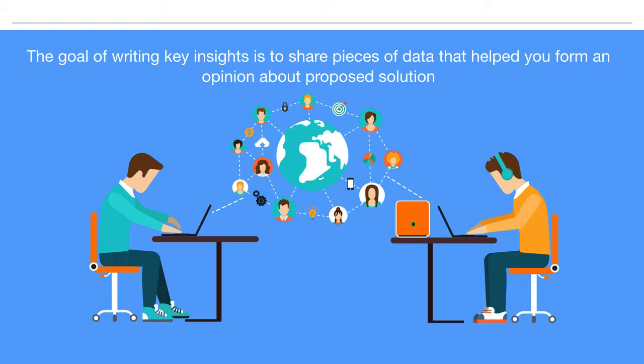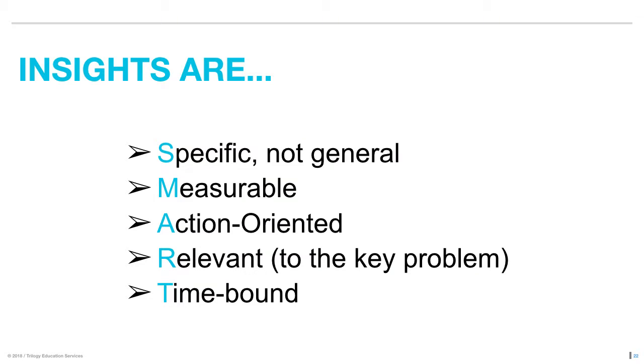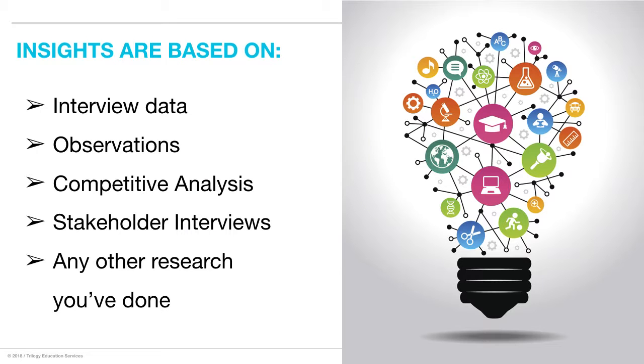Now, the goal of writing key insights is to share pieces of data that helped you form an opinion about the situation, not about the people, about the situation, the challenge, and how that might be solved. We need to remember that just like personas, insights are specific, not general, measurable, action-oriented, relevant, and time-bound. So we've got a timeline here, because everyone involved needs to know what's expected and when it should be delivered. Remember that insights are based on interview data, observations, competitive analysis, stakeholder interviews, any research you've done, all of it. And if you need to pull in more because you feel like some areas are lacking, then stop and go back and do more research.